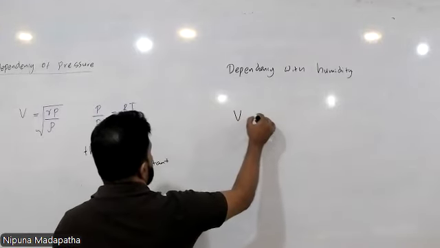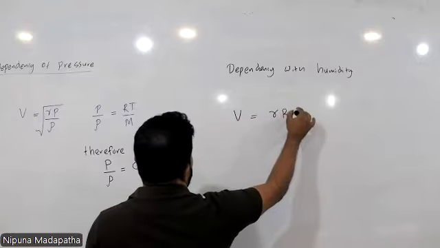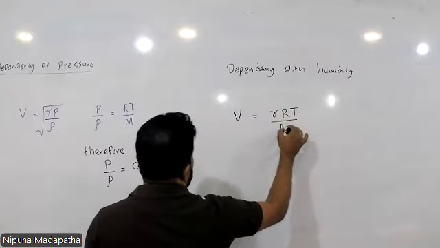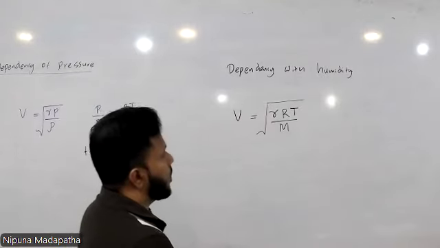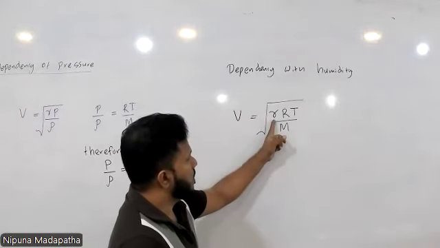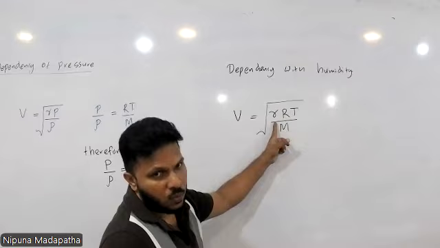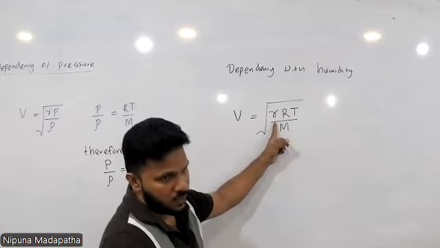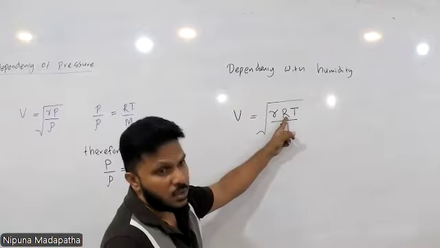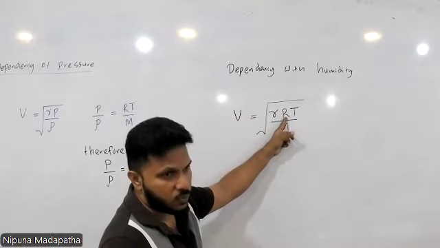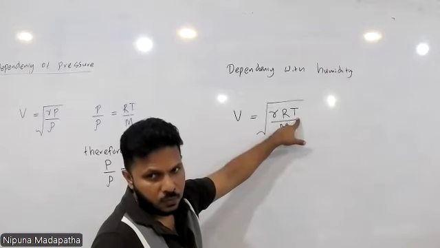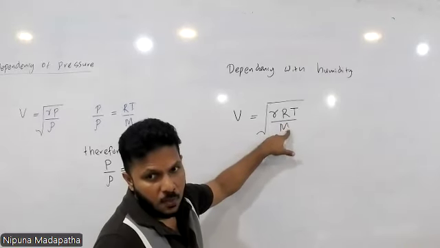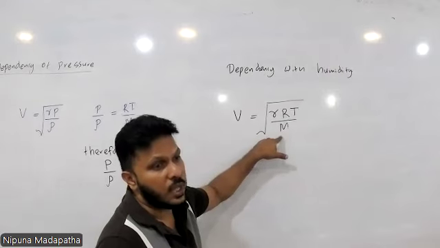V equals the square root of gamma R T over M. So what does humidity affect? Does humidity affect gamma? No, it depends on the number of atoms in the molecule. Does humidity affect the universal gas constant? No. The temperature? No. So what does it affect? The mean molar mass of the air.